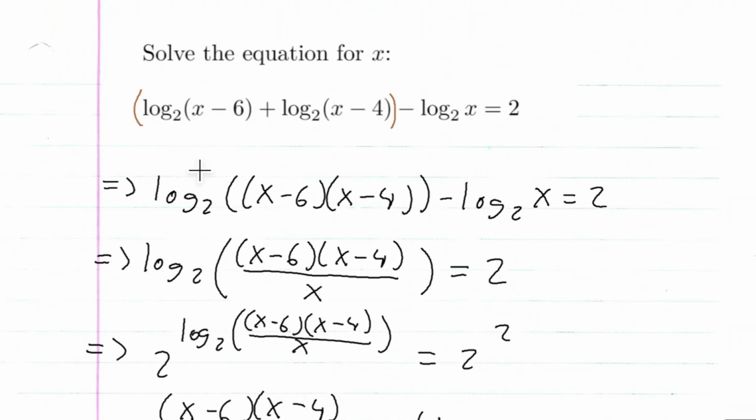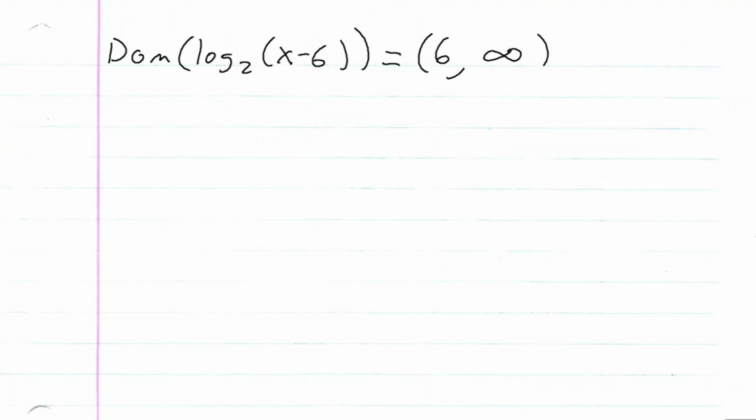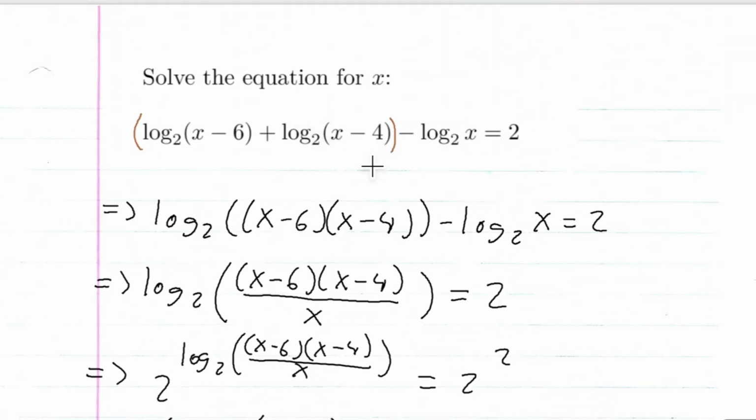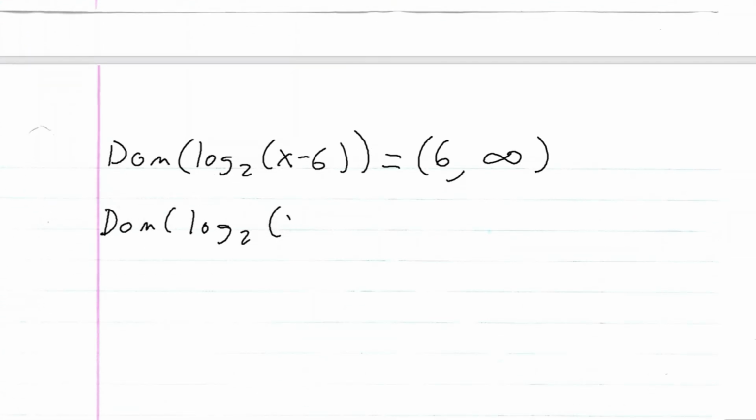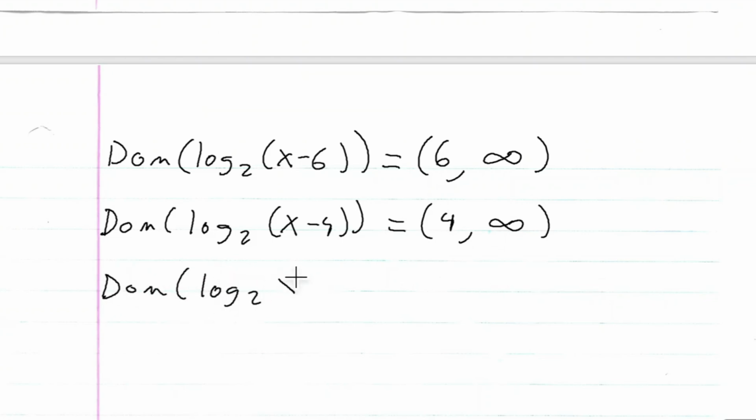Okay, so let me go ahead and go down here. So the domain of log base 2 of (x minus 6) we know is from 6 to infinity. We know the domain of log base 2 of, I believe it was (x minus 4), right? Yeah, x minus 4. It goes from 4 to infinity. And then the last one was the domain of log base 2 of x, right? And that's from 0 to infinity.